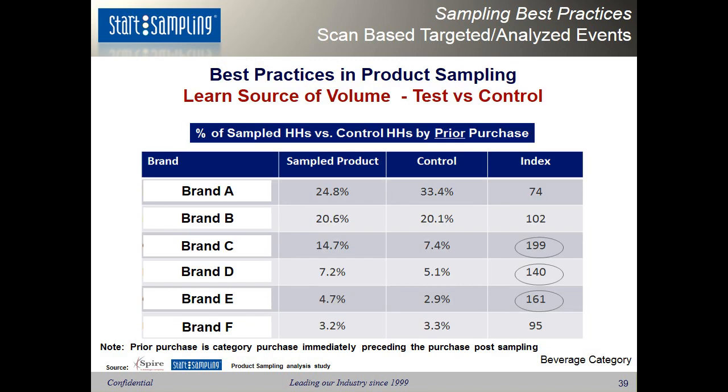And these are kind of unassailable pieces of data. You know that this is the volume lift you got. You know that this is the trial level you got. You know this is the repeat level you got because you're reading actual scan-based behavioral data.